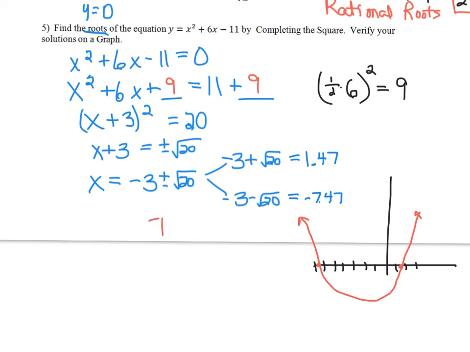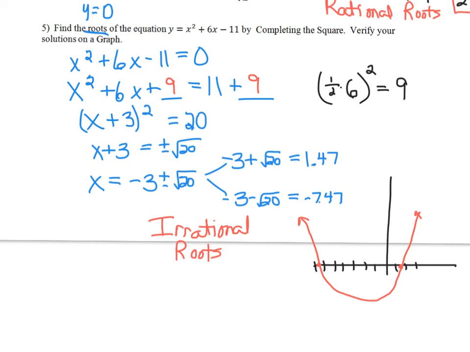And again, these are irrational roots, so I won't see exactly on my calculator where the graph is crossing the x-axis, but I will be able to see that it's between, on the negative side, between negative 7 and negative 8, and on the positive side between 1 and 2.